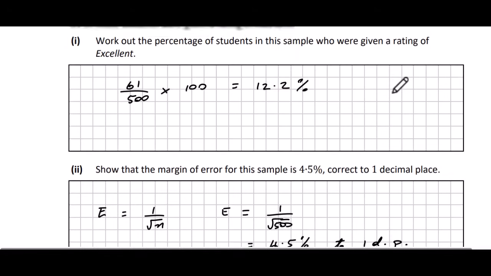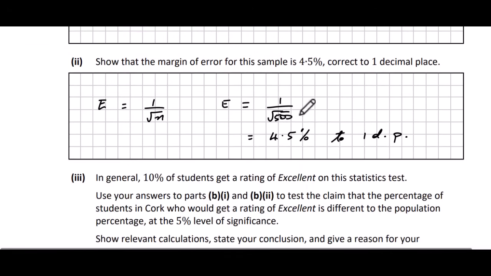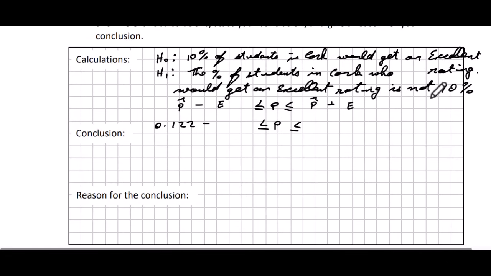We've got to subtract the margin of error. In our case, the margin of error up here is 4.5, or when we convert it to a decimal, 0.045. So you've got to take 0.122 on this side and add the margin of error, so we're going to add 0.045. If we do all of that, on the left hand side we get 0.067, which is 6.7%. On the right hand side then we get 0.167, so that's 16.7%. So this is our confidence interval for the proportion of the population who would get an excellent rating.